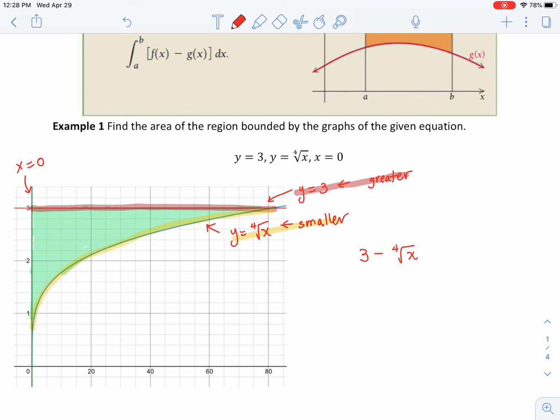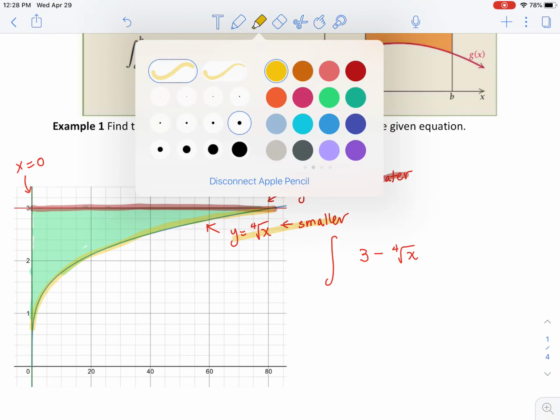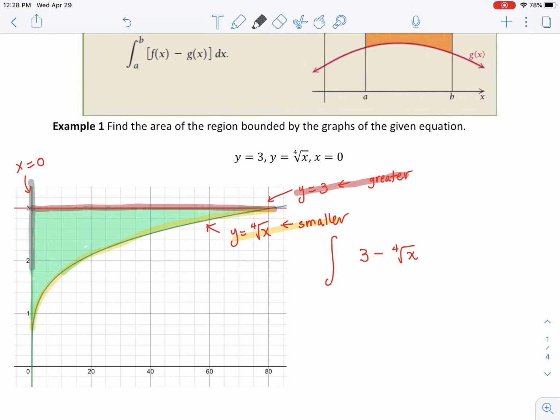So you will do this function, 3 minus 4th root of x, and that's the function that you're going to integrate from what to what though? What are the endpoints? On the left, the left bound is going to be 0, right? From 0 to, and what's this point?